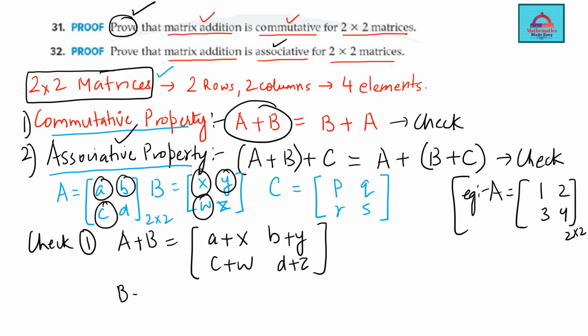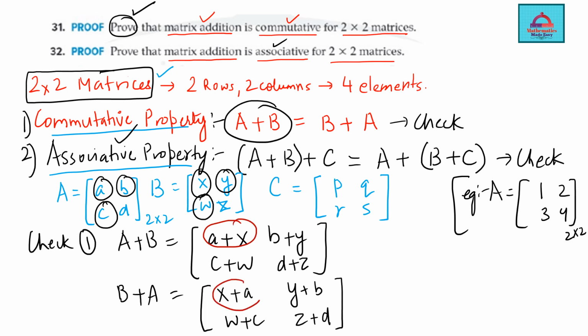Now let's find B plus A also. So means now A is given, you are adding B. So what is this? X plus A, W plus C, Y plus B, and Z plus D. But are these different in order? These are just numbers. So even if you do 1 plus 3 or 3 plus 1, it is not going to change the answer. So A plus B is equal to B plus A. So we have proved that matrix addition is commutative for 2 cross 2 matrices.